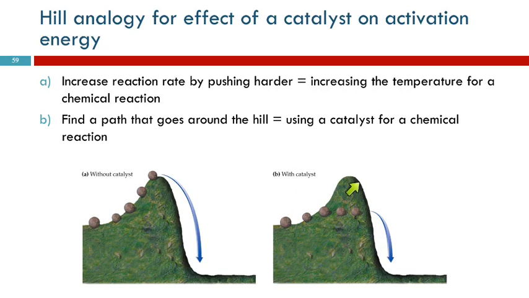Instead of going up and over that hill, why not go around the hill? You don't have to push them nearly as high. Let's go around the hill, and that's a lot easier. If you were pushing boulders off the hill, it would take you a lot longer if you had to go up and over this hill. A catalyst gives you an alternate pathway.